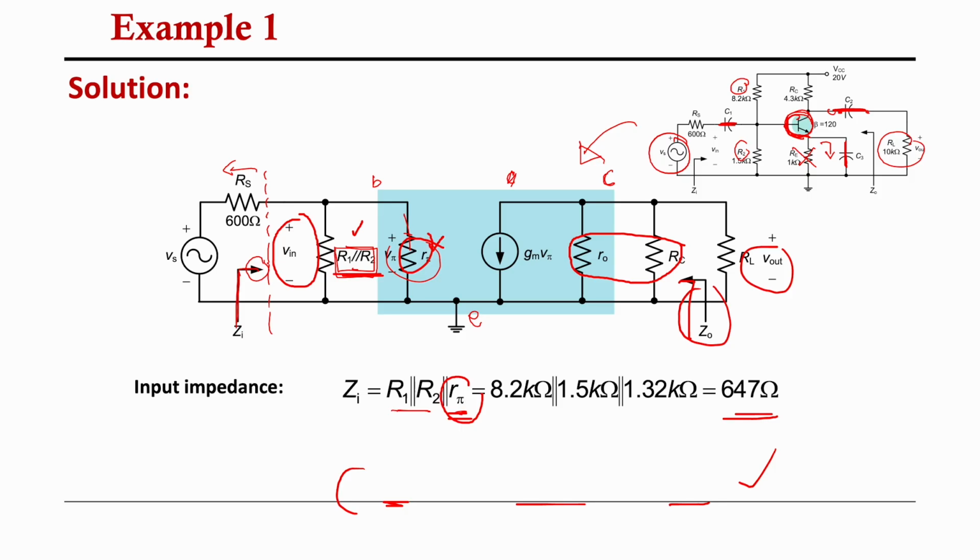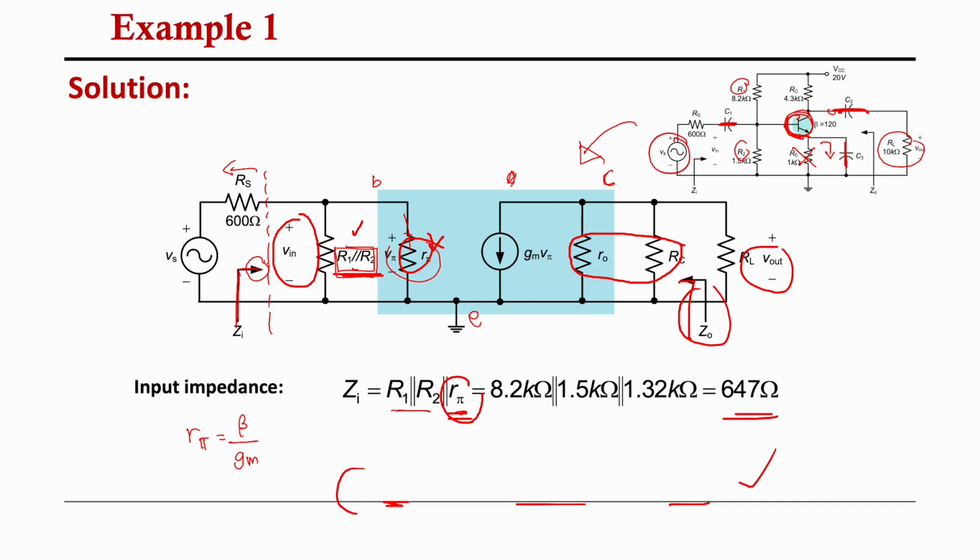So R pi can be calculated. R pi is not given, of course, so in this case we need to calculate the value of R pi. So what is the value of R pi? Remember, R pi is equal to beta over GM. Then what is our GM? GM is also not mentioned in the question.